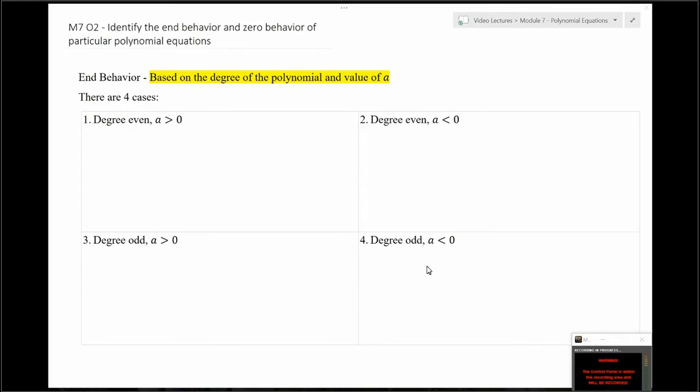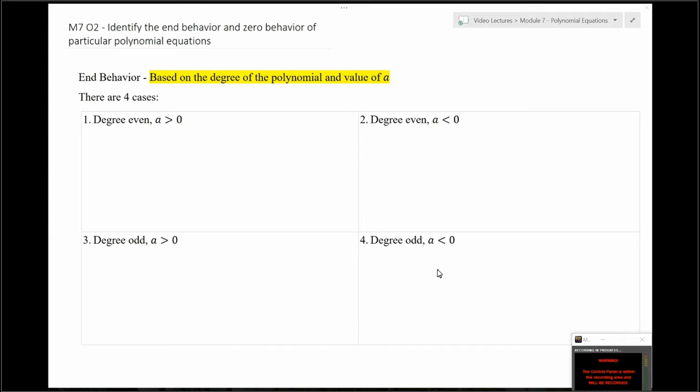Hello. In the last video, we introduced polynomials and started to talk about their characteristics that make them unique. And two of the things that we pointed to last time were the end behavior and their behaviors at 0. And that's what this video is going to focus on. So first is figuring out what the ends of a polynomial are going to do. And that's based on the degree and the value of that leading coefficient.